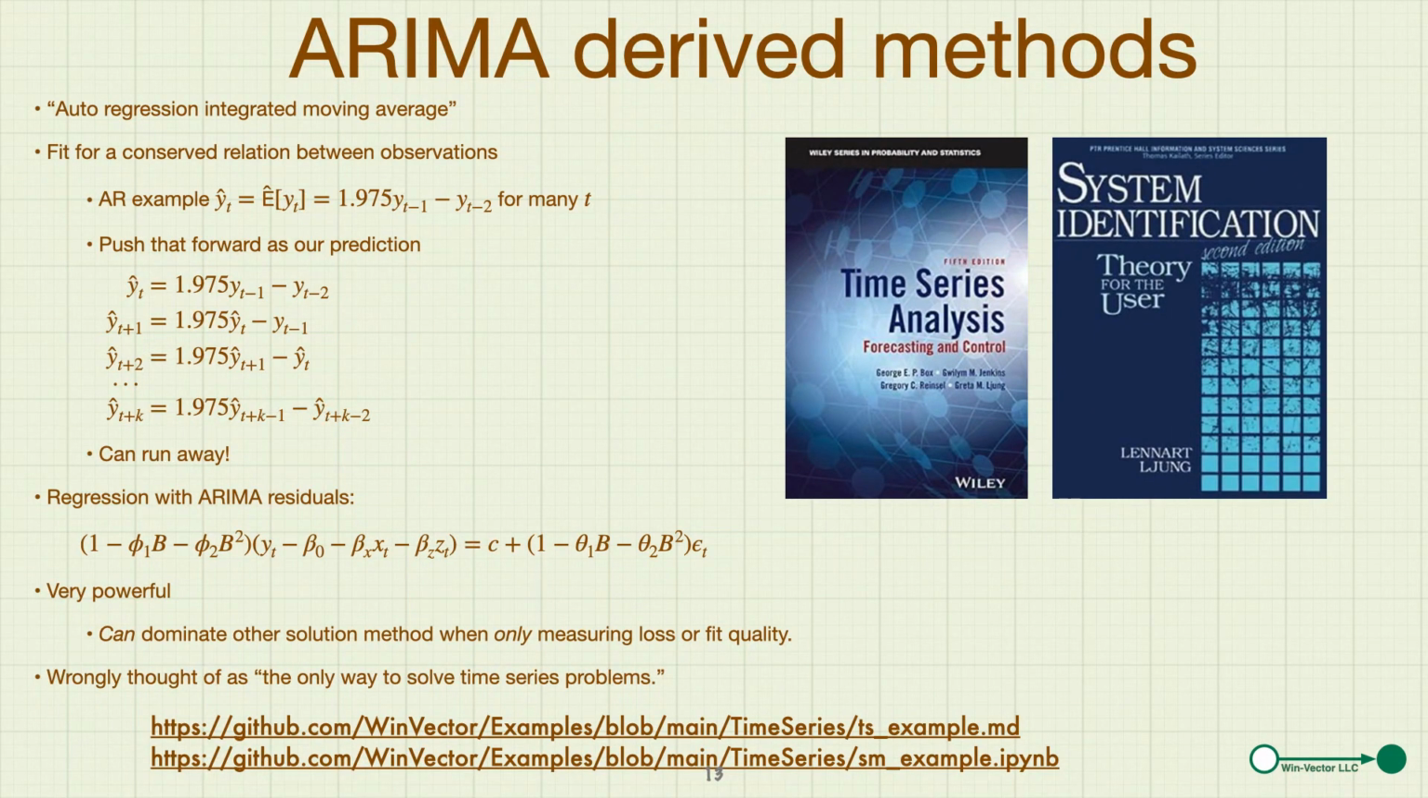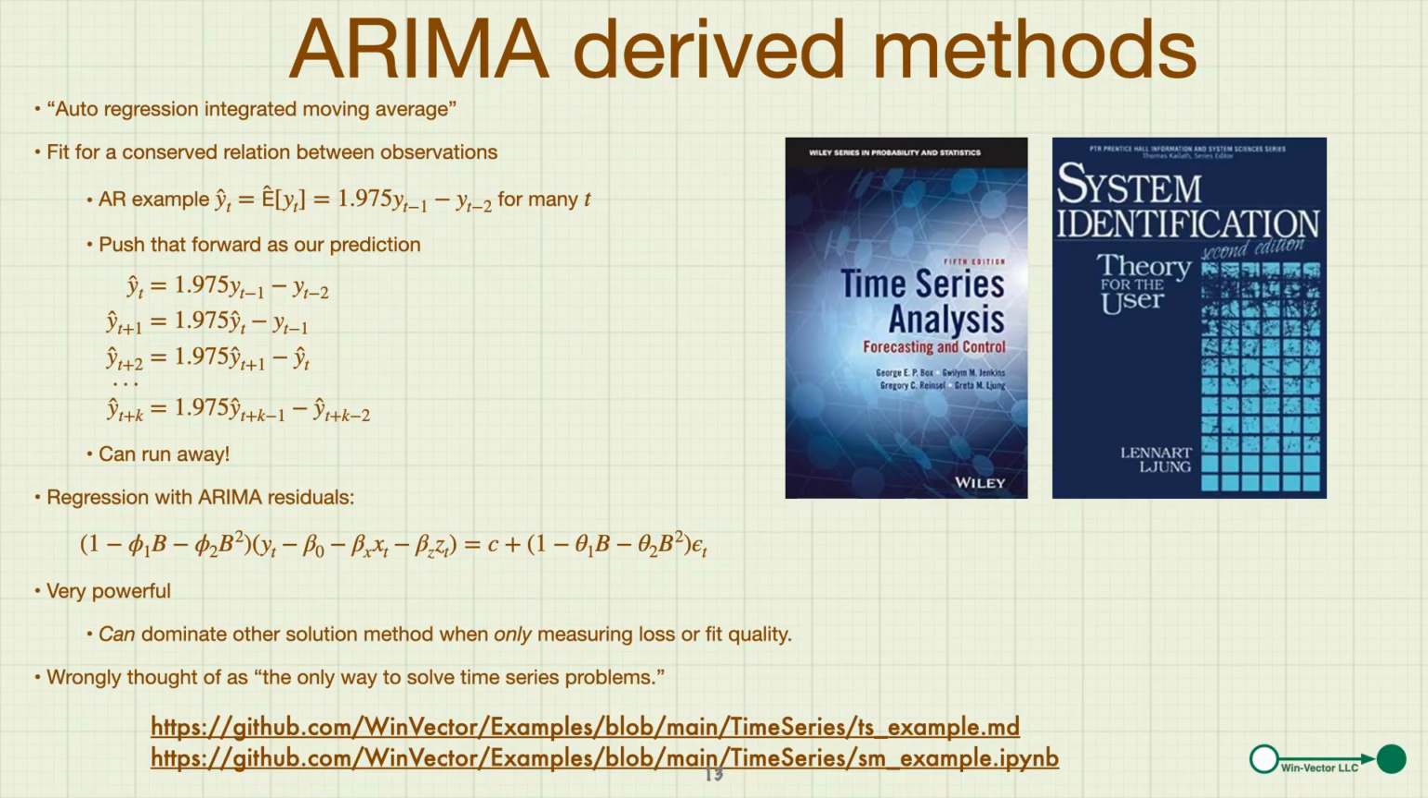ARIMA is, as promised, autoregressive integrated moving average. And it basically says the world is a set of linear equations. For instance, this model is just saying y at time t is probably about 1.975 y at t minus 1 minus y at t minus 2. And if you want to predict 2 steps forward, you just iterate. You use your prediction and plug it in as if it's an observation. So if you want to go 5 ticks out, you iterate this equation 5 times.